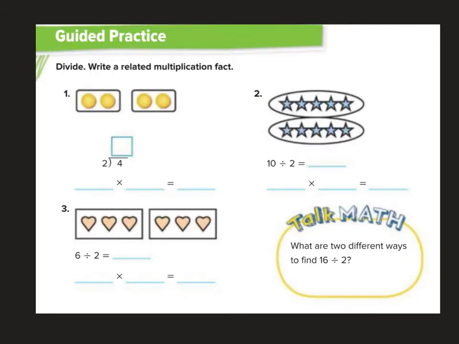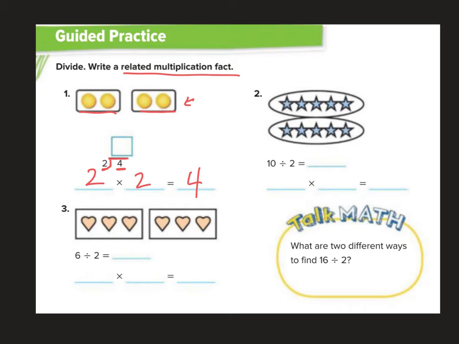Divide. Write a related multiplication fact. Okay, so I'm saying 4 divided by 2. I'm noticing in this picture, I also have 2 groups, and in each group there are 2. So I'd say 2 times 2 is 4. That would be my related multiplication fact.